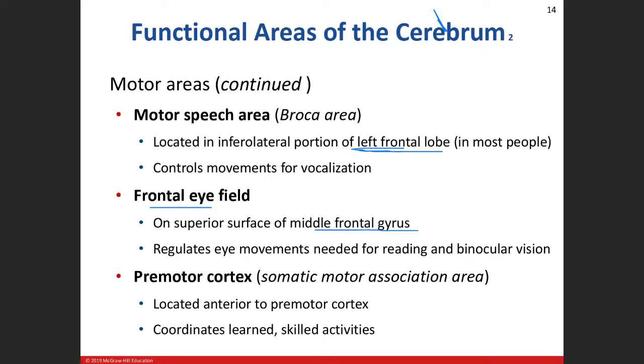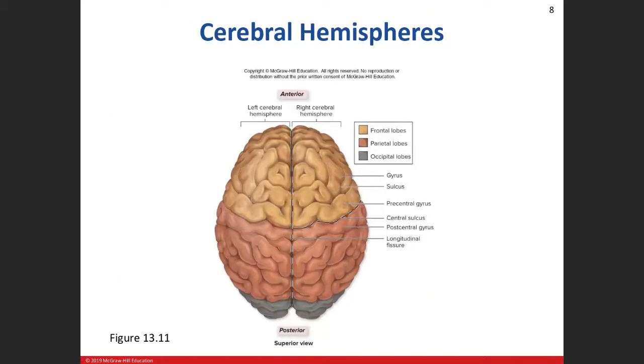Premotor. Now we're going to get into memories and how you learn skilled activities. To understand that, we'll talk about association areas in a little bit. But for right now, let's just talk about the premotor cortex. It is immediately adjacent to the primary motor cortex. Going back to this slide, here's your primary motor cortex, and just in front of that is your premotor cortex.